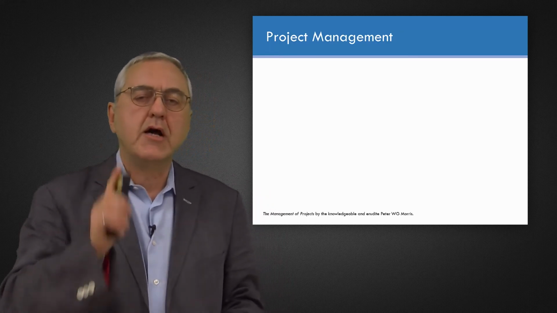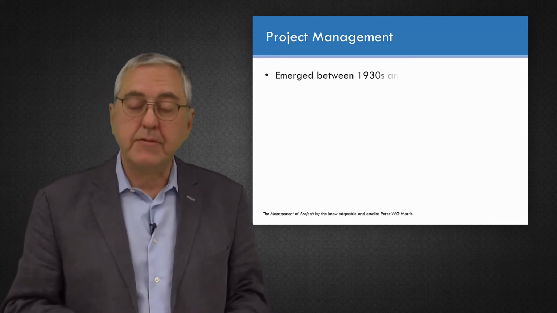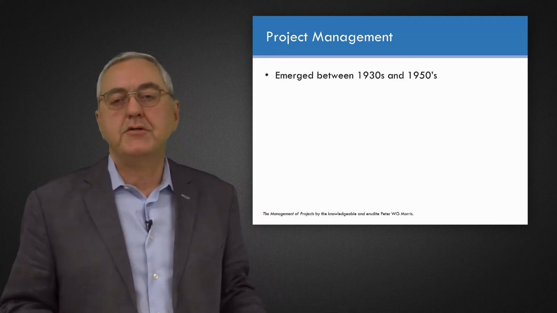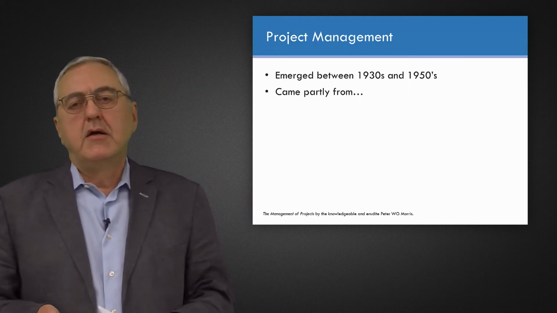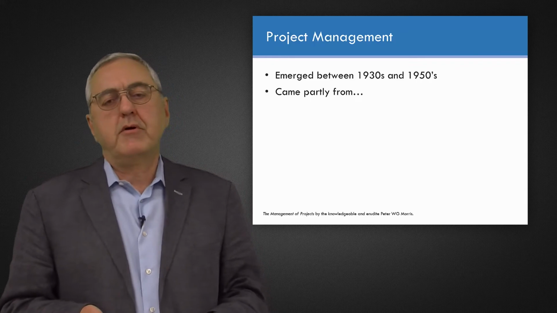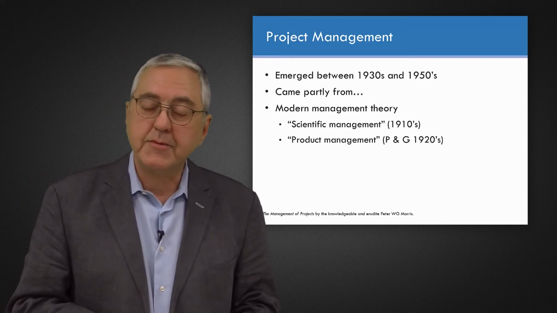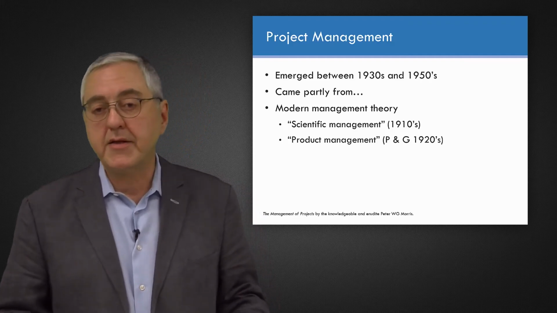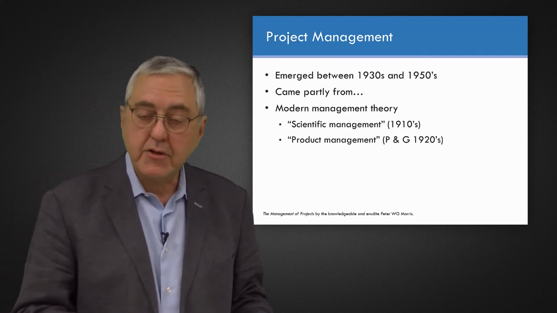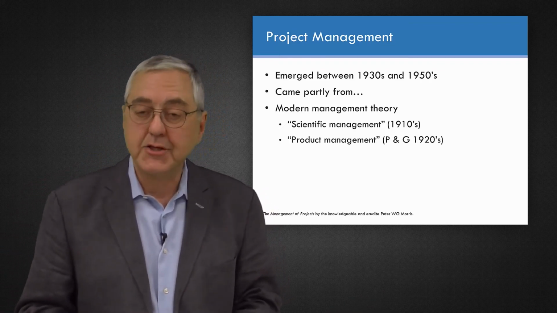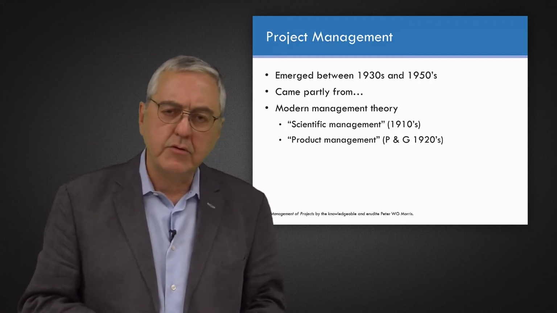But nonetheless, when we're talking about project management here, we're talking about modern project management, the tools and processes that started to emerge between the 1930s and the 1950s. And these project management tools and processes came from modern management theory, such as scientific management, Frederick Taylor and his contemporaries in the 1910s. Henry Gantt was one of those contemporaries. He's best known for having produced the Gantt chart, or the bar chart that we use so commonly in schedules. He invented a lot of other tools too.